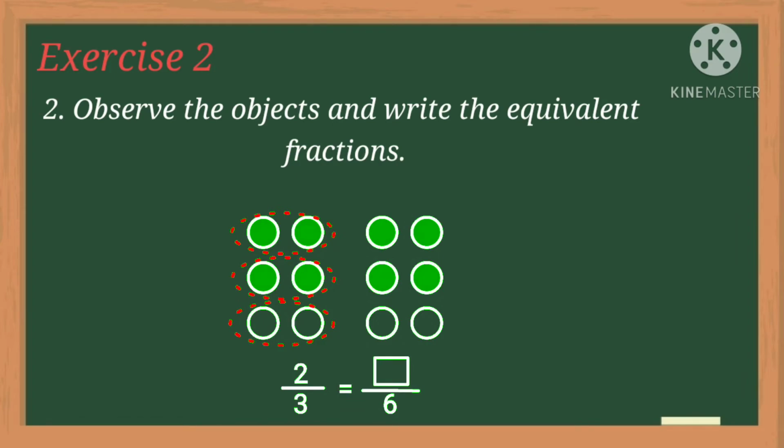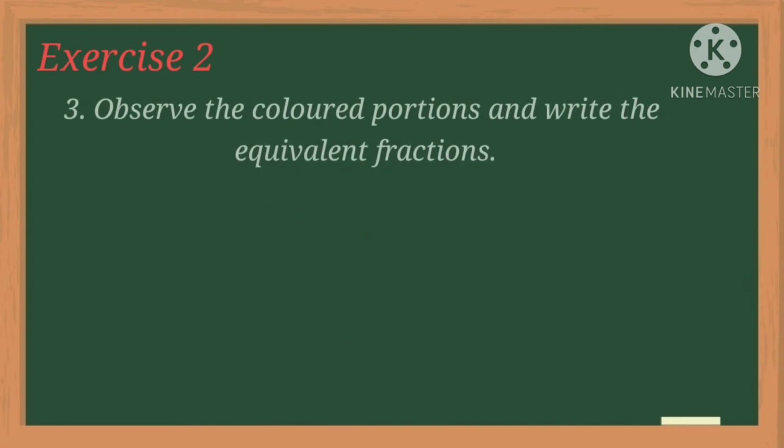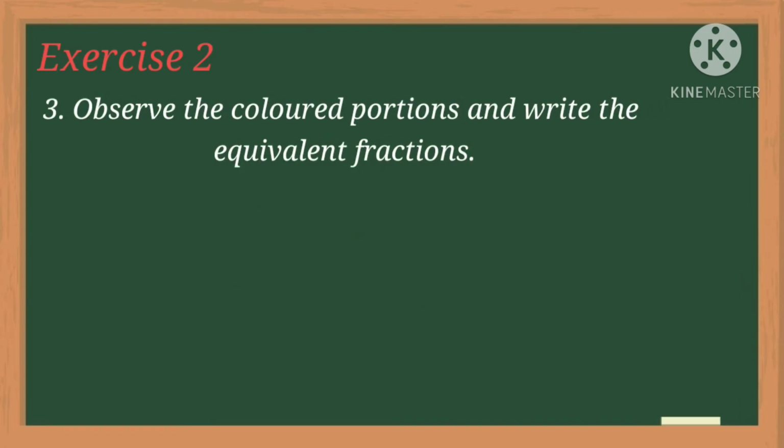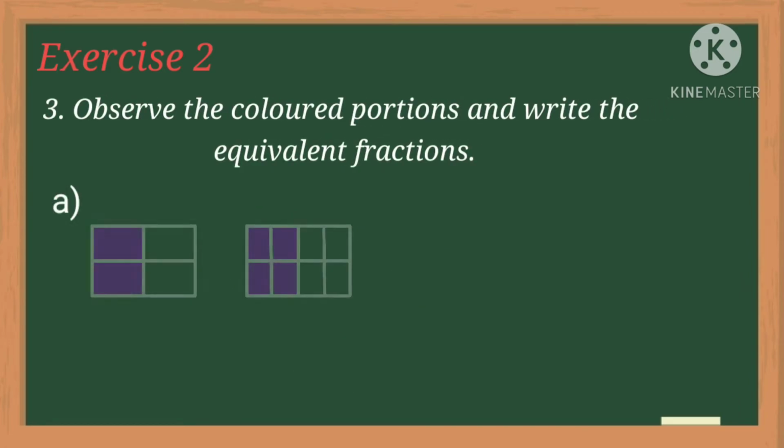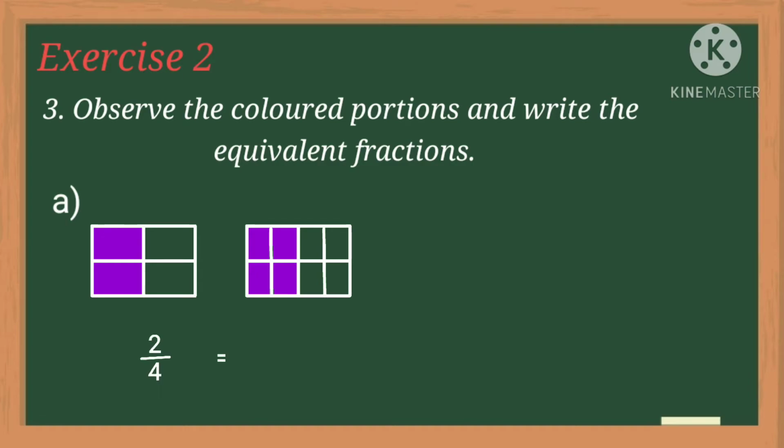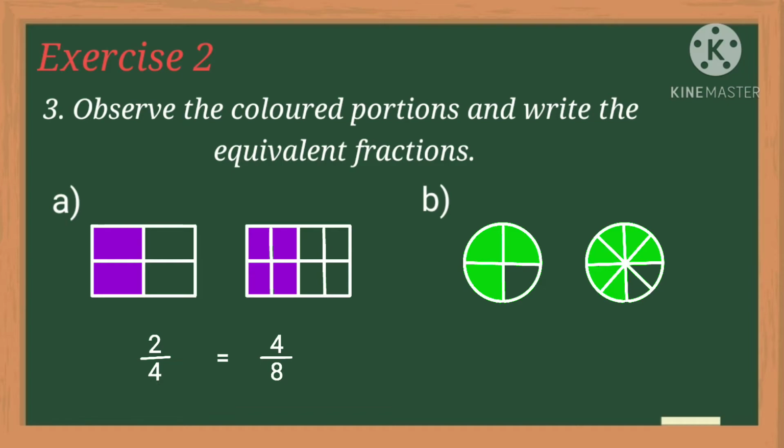You can observe the first one, they have grouped into 2 circles. In the second one, we have no groups, so 4 by 6 is the equivalent fraction. Third main, observe the colored portions and write the equivalent fractions. Here also, observe that in the first picture we have 2 colored parts out of 4. In the second one, we have 4 by 8.